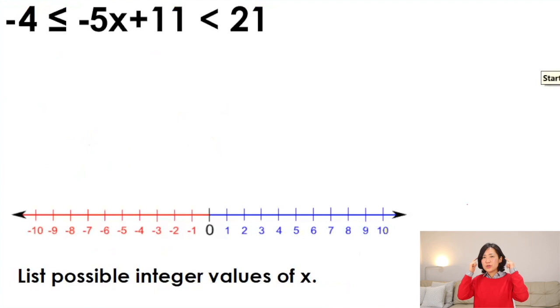Let's use that knowledge to apply to our compound inequalities. So you've got a compound inequality. Then have a look at it. In front of x, you've got a minus 5. That means we've got a negative variable.